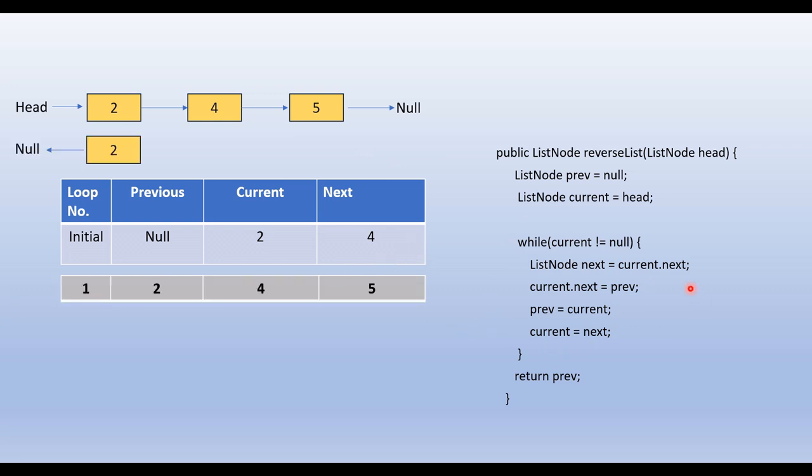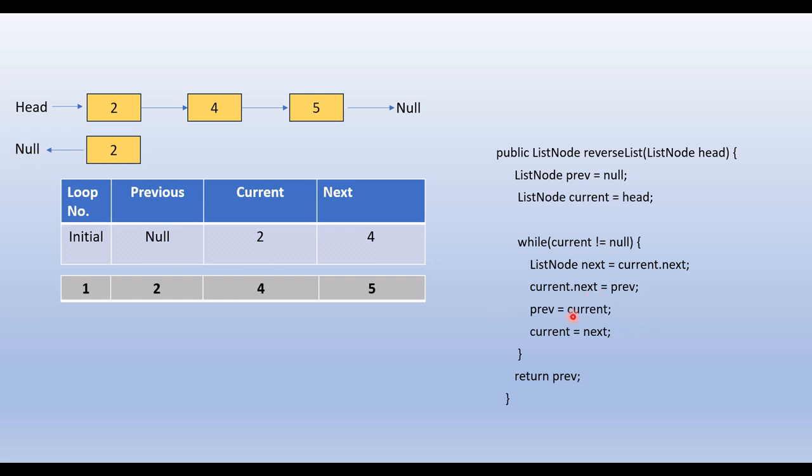So in the first loop, it will check what the current node is. The current node value is 2, and the first objective is to reverse the direction of this node which is pointing to 4. Initially we set the previous node to null, and the current is pointing to head. In the second step you can see current dot next, where current is nothing but 2, and we are assigning current dot next the previous value, which is null. So 2 is now pointing to null in this step.